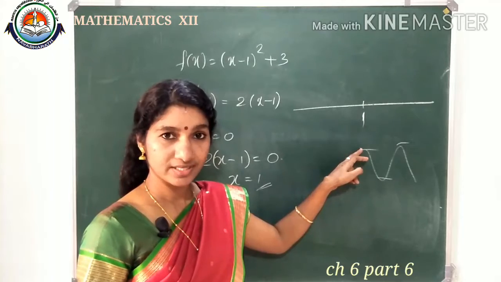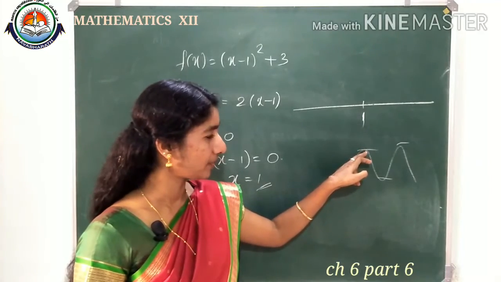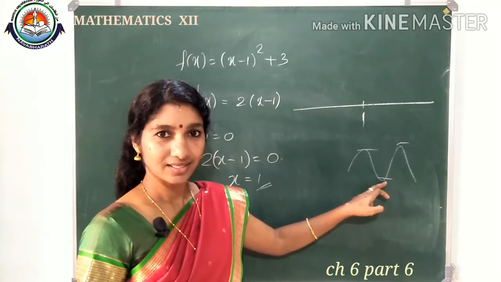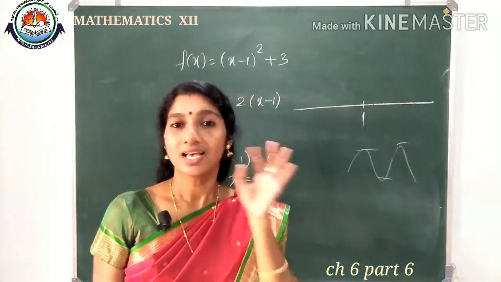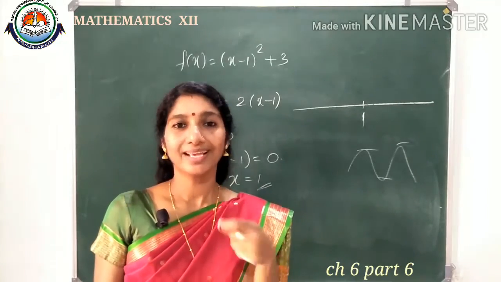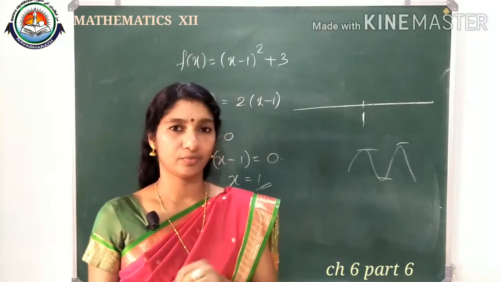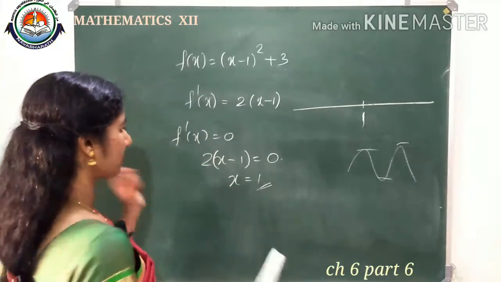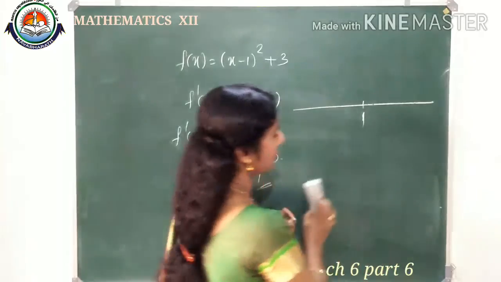But we are not sure whether at that point we are getting a maximum value or a minimum value, because where f dash of x equals 0, sometimes it may come like this situation or like this situation. At critical points we are getting either a maximum value or a minimum value. We are not sure. Then how can we make sure whether this is a maximum or a minimum value?